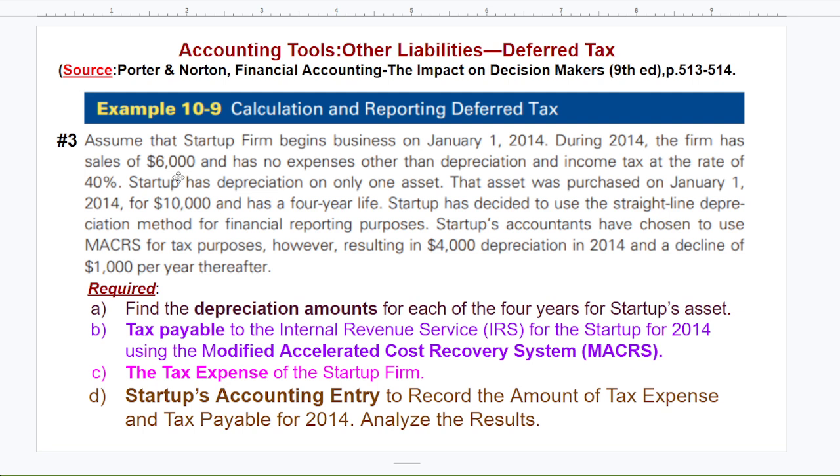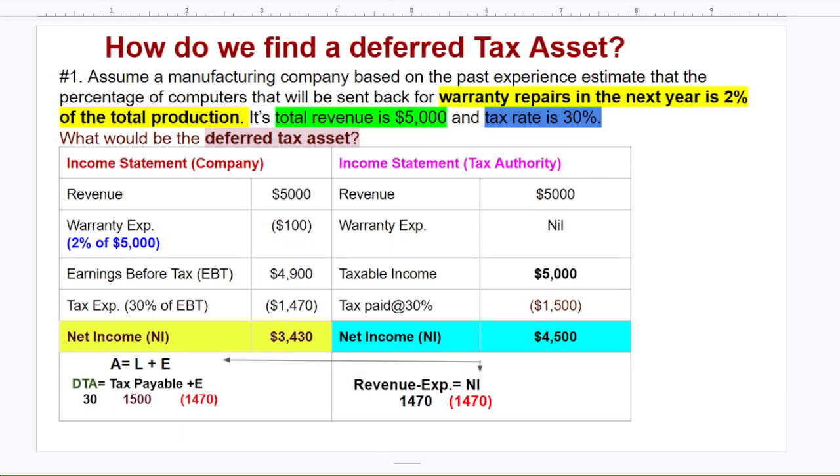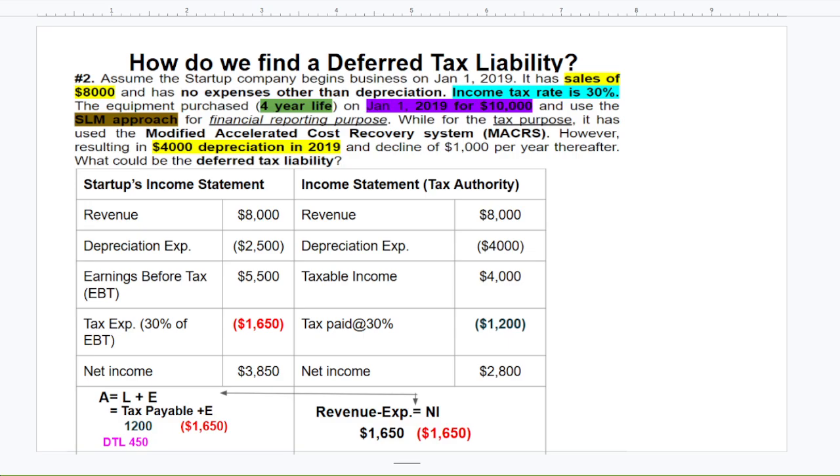Okay. So as for this question, the business started on January 1st, 2014. Again, the company has sales, no expenses, and a straight line method has been used by the company, and the asset value is 10,000 for its life, and again the MACRS method for the tax purpose has been used, with 4,000 depreciation. Actually, I've taken this problem as a reference while discussing the deferred tax asset and the deferred tax liabilities concept.